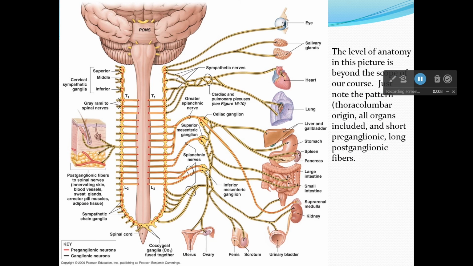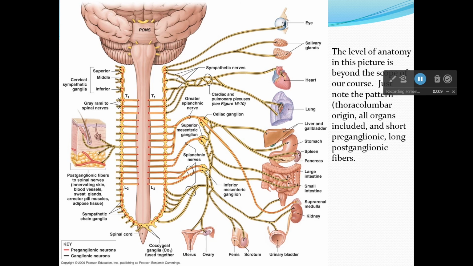Okay, so our pictures are getting more complicated. This is actually one of my favorite pictures of the sympathetic nervous system, because here we can see the emergence from the thoracolumbar area, right? And here's our sympathetic chain, so the ganglia that sit right alongside the spinal cord. And then our postganglionic fibers go from the sympathetic chain out to the target organs.